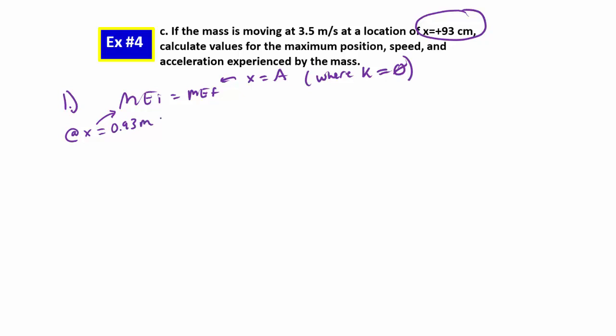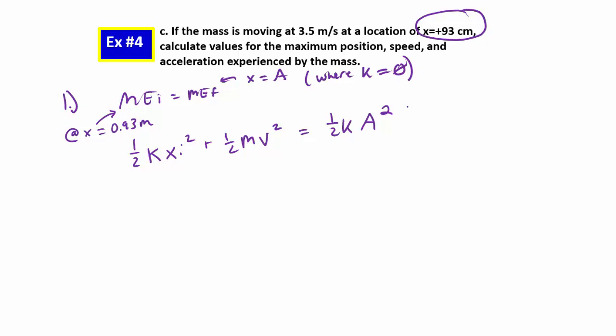Okay, so we're going to use our conservation of energy ideas. Initially, it's both moving and the spring is not at its equilibrium position. It's 0.93 meters away. So I've got 1/2 kx squared plus 1/2 mv squared. And at the end, all that energy is going to go into stretching out the spring at that maximum position. So I'm going to put A as my position, that amplitude, and it's going to be squared.